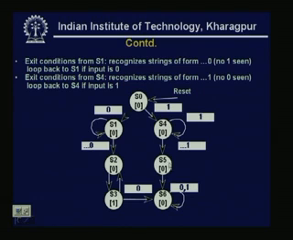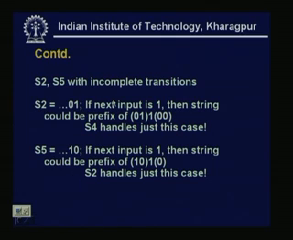And if it is S5, then it is 1 0. So for S2, 0 1, if the next input is 1, then the string could have prefix 0 1 1. The output will be 0 0, and S4 handles just this case. S5 is the reverse one, because it is a 1 branch, and then if 0 comes, only then does the state transition occur.